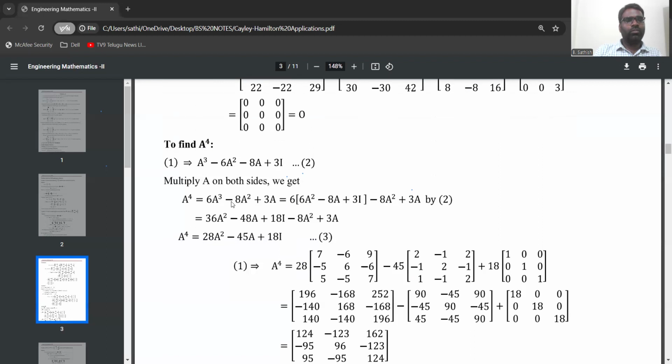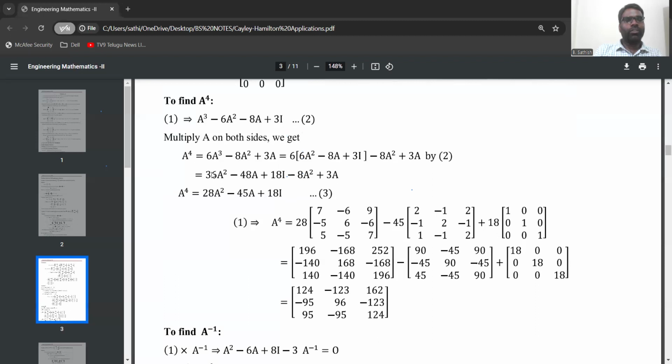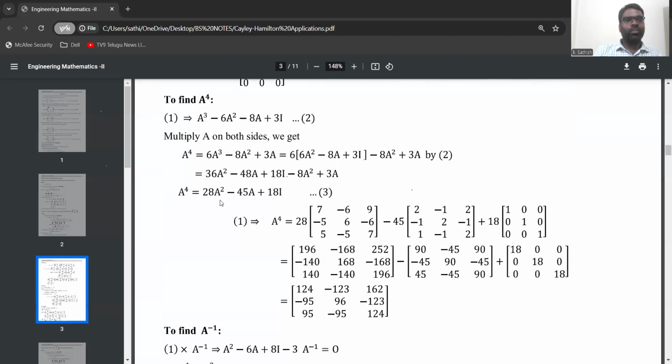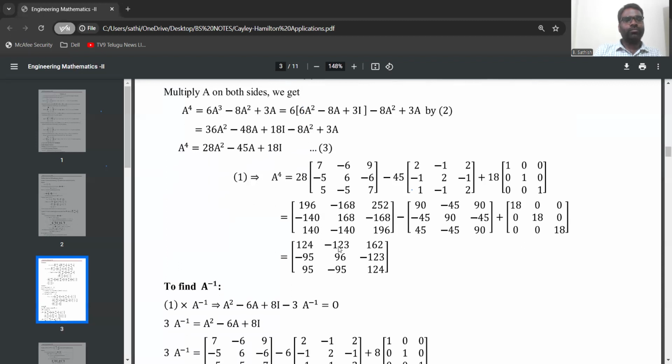a cube. Here we should get plus only. Pushing to the right side. Again, this one is also negative. Okay. Negative. So multiplying with a, we'll get a power 4 equals to, after simplification, 28a square minus 45a plus 18I. So again, already we are having a square value, a value, and I value also.